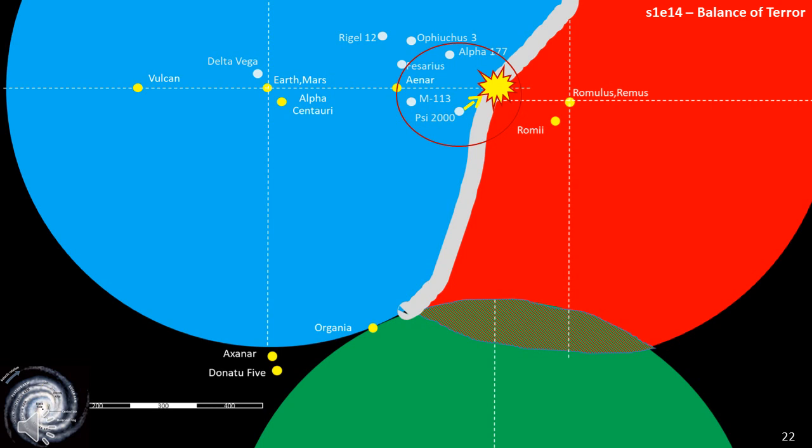I'm going to remove the cross-hatching from the Federation for clarity from this point on. In the episode Balance of Terror, the Enterprise goes to the Neutral Zone to battle a Romulan spacecraft.